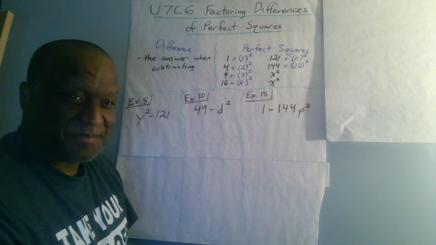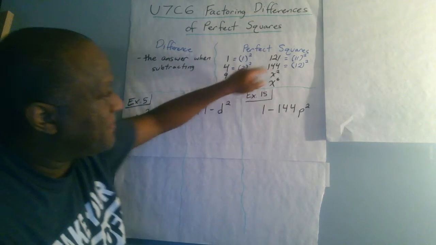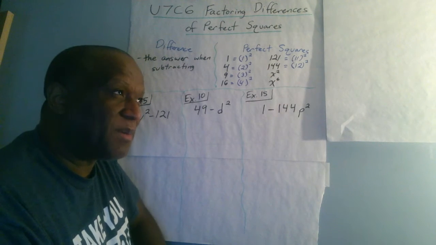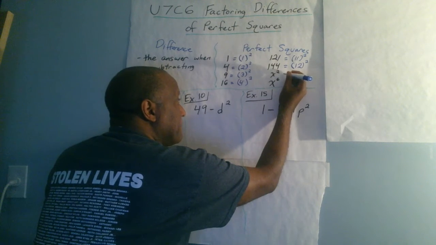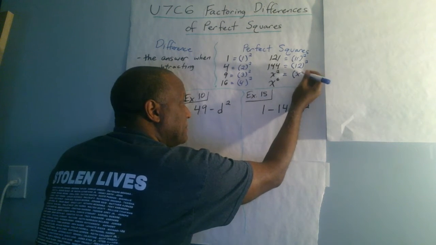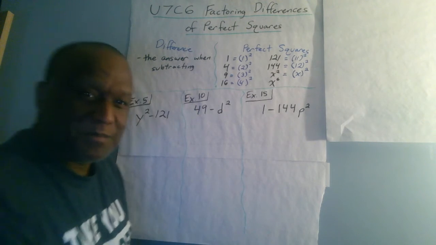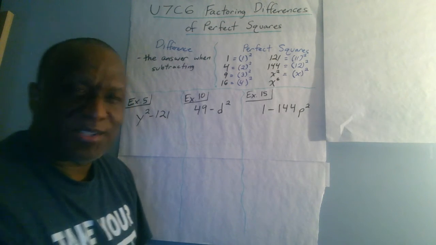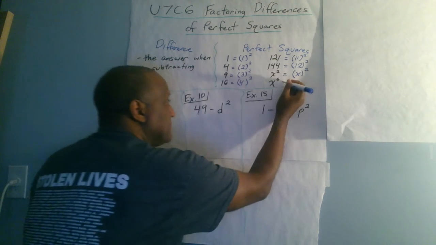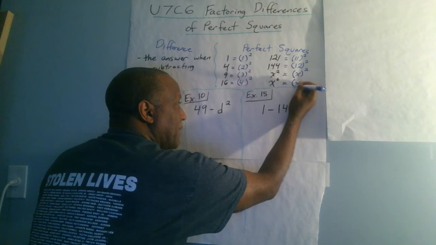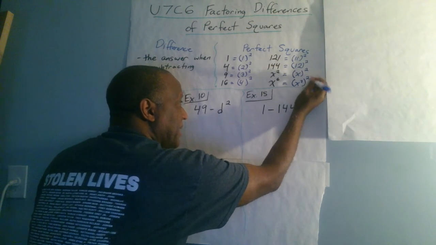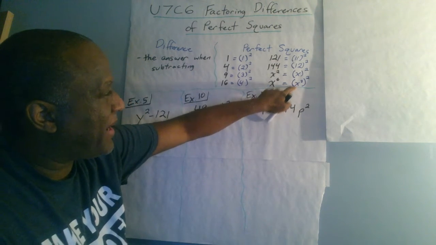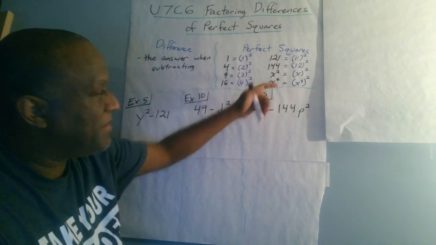Well, let's see. We said they're perfect squares if we can write them as a number or term squared. Can I write x squared as a term squared? Well, sure. x squared is just the variable x squared. So x squared is a perfect square. What about x to the 6? Can x to the 6 be written as something squared? Absolutely. How about we write it as x to the 3rd, squared? We talked about that multiplying monomials. If I multiply x to the 3rd by itself, x to the 3rd times x to the 3rd would give me x to the 6th.